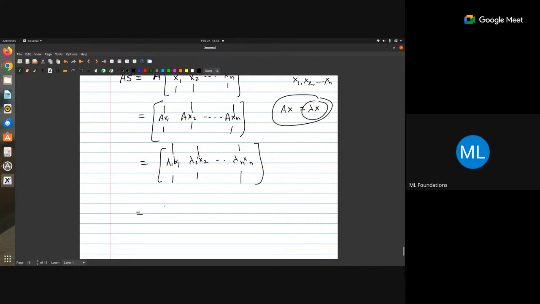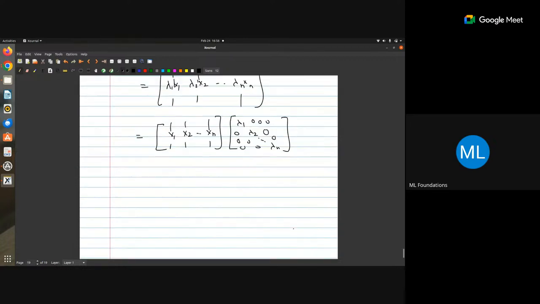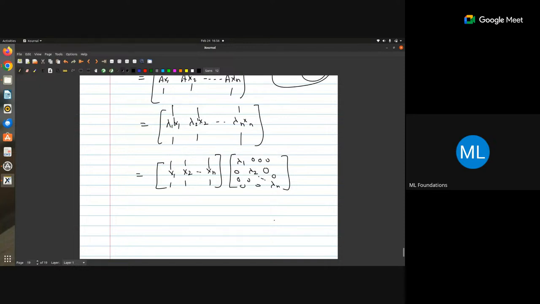I can actually write down again in this way: X1, X2, Xn, and lambda 1, lambda 2, lambda n, with all the other entries zeros. So this is what? S lambda. This is capital lambda, and it is a diagonal matrix, right? So we are able to achieve diagonalization, right? And what kind of diagonal matrix is this? It's a diagonal matrix containing the eigenvalues of A.